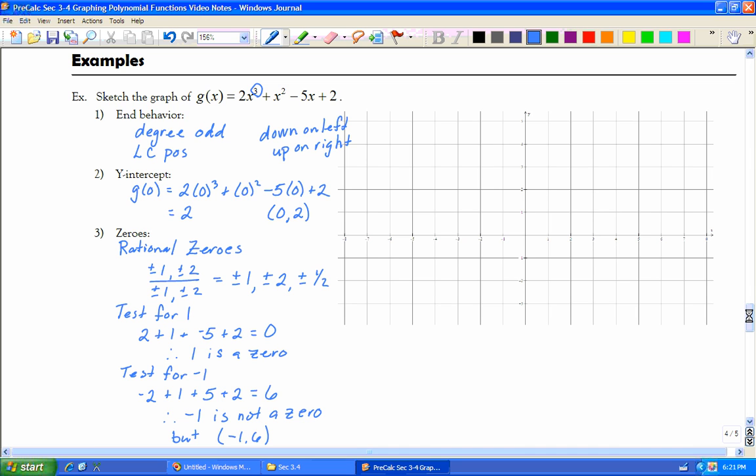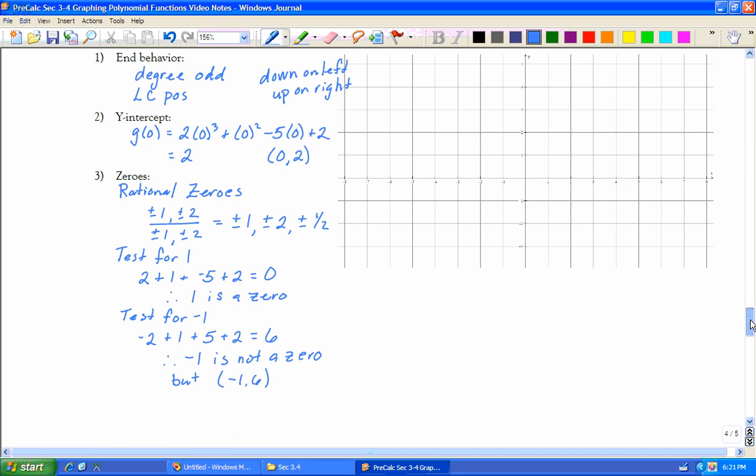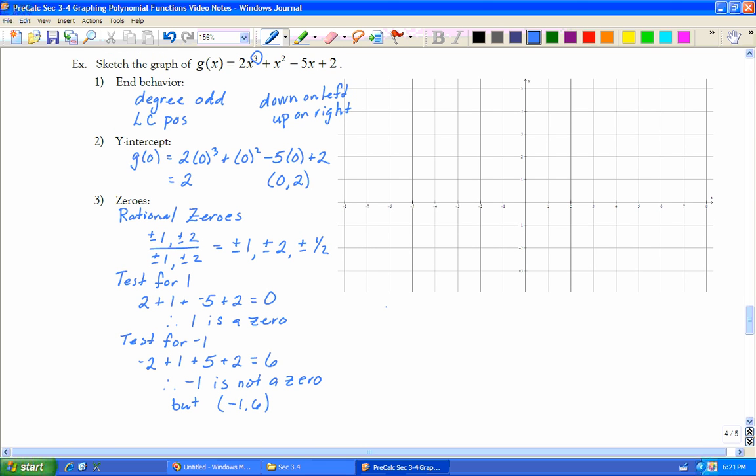Okay, so let's use some synthetic division, see if we can help us narrow this down a little bit more. So our coefficients are 2, 1, -5, and 2. And we know we have a zero at 1. So let's try to at least get that factor out. So we'll bring down our 2, multiply, add, multiply, add, multiply, and look there, we get a 0. So our test for 1 did work. So we know that x minus 1 is a factor.